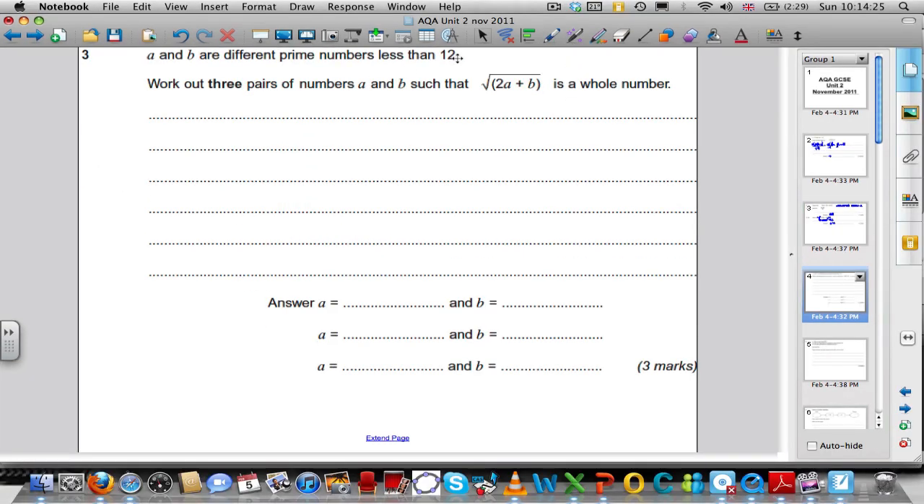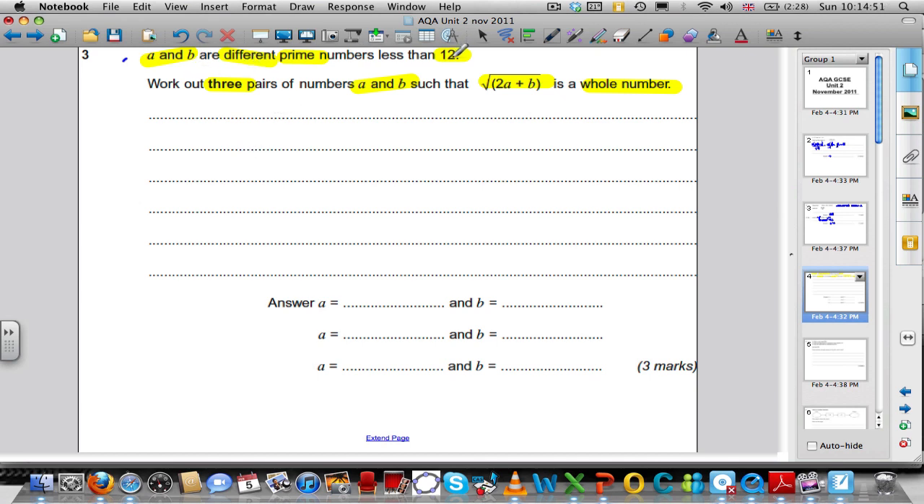It tells us that A and B are different prime numbers, and they're less than 12. Work out 3 pairs of numbers A and B such that this expression, the square root of 2a plus b, is a whole number. Okay, quite a lot to decipher there, but start off very straightforwardly, and in the exam you could get a mark for something this simple.